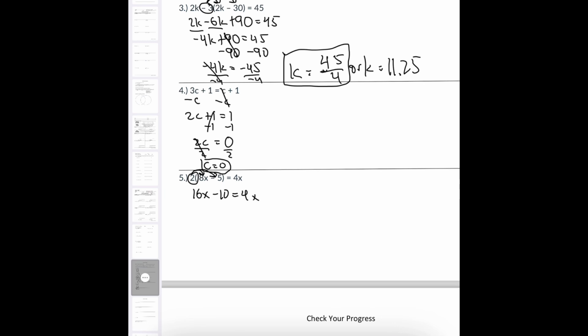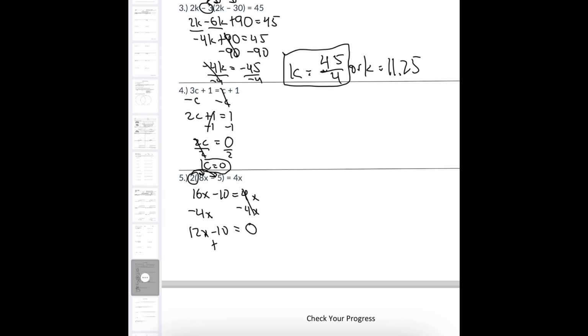Now I have x's on both sides, so I am going to subtract 4x from both sides. You could subtract 16x from both sides, either way it would be fine. I'm just going to choose to go with subtracting 4x from both sides, which will cancel out with this, leaving me 0 on the right side. And 16x minus 4x is 12x. So I have 12x minus 10 equals 0.